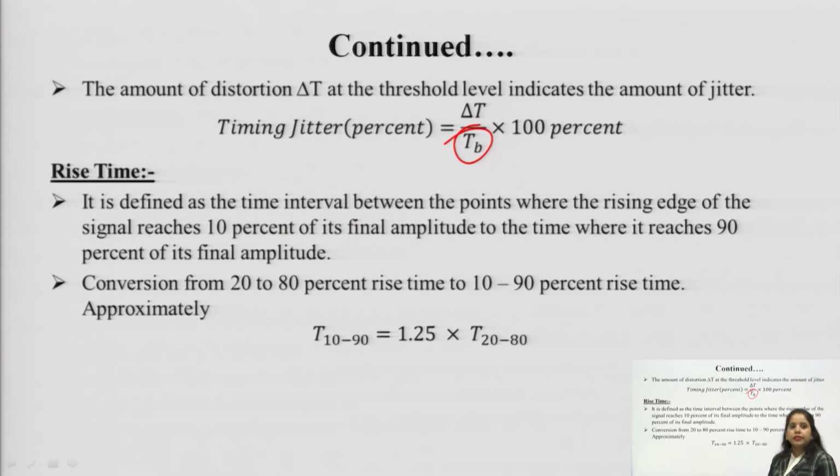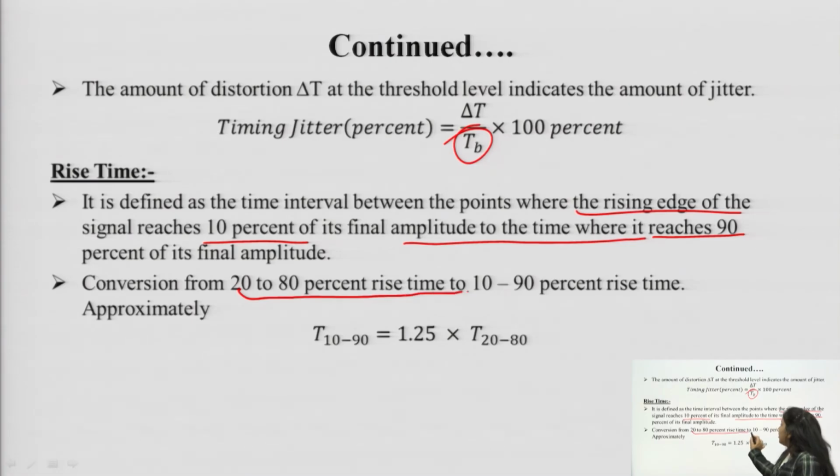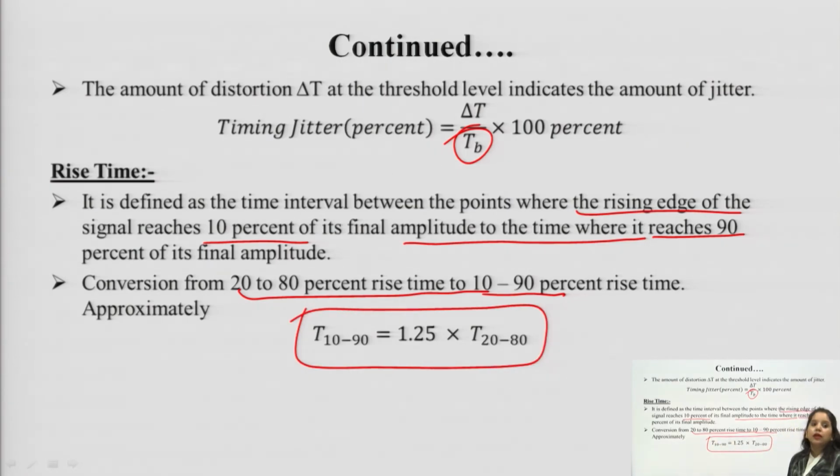Rise time, which is already known to us, is defined as the time interval between the points where the rising edge of the signal reaches 10% of its final amplitude and where it reaches 90% of this final amplitude. But for the conversion, 20 to 80% is normally taken as compared to 10 to 90%. Because in general practical conditions, 20 to 80% basically defines the rise time; 10 to 90 is the ideal condition.